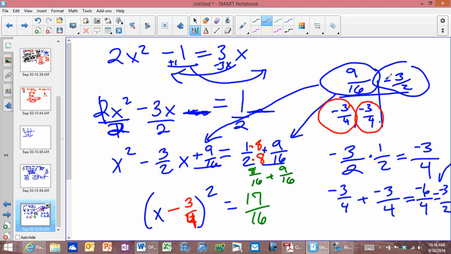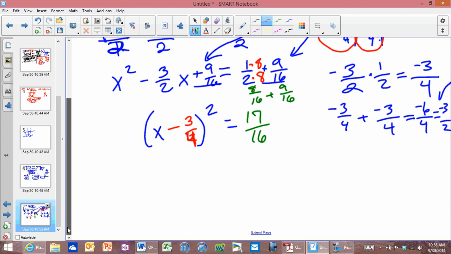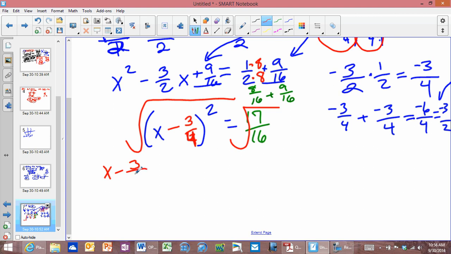I like to do this chart off to the side, so they add to -3/2. This is not quite my last step, but we're getting closer. I take the square root of both sides. Then I have my two equations that I write down. I have x minus 3/4 equals the square root of 17/16. And then I have x minus 3/4 equals negative square root of 17/16.